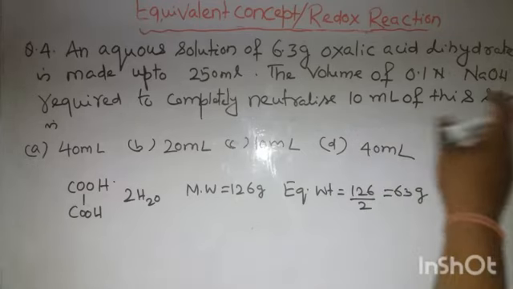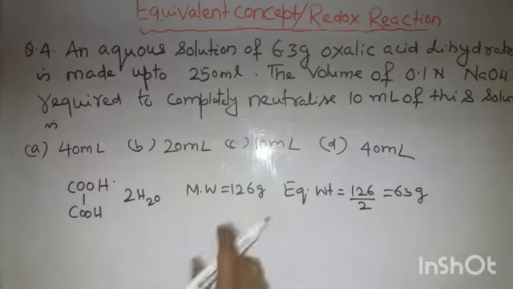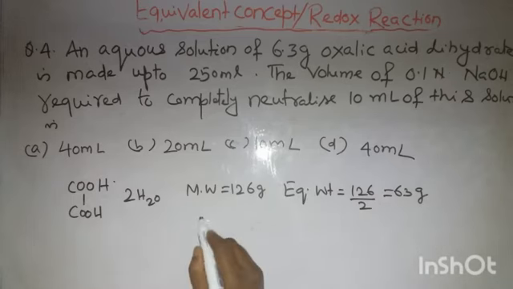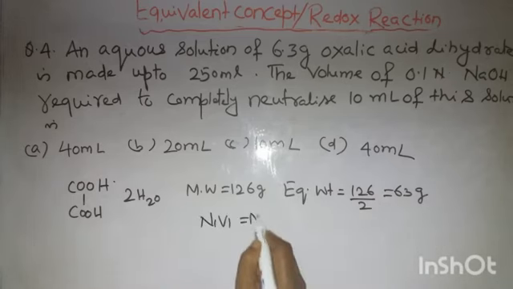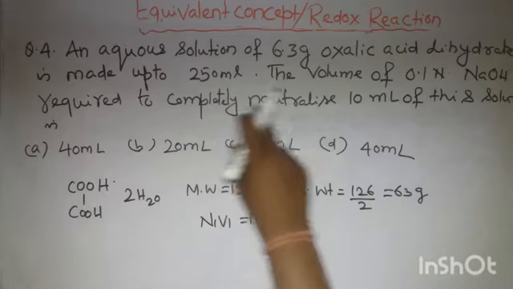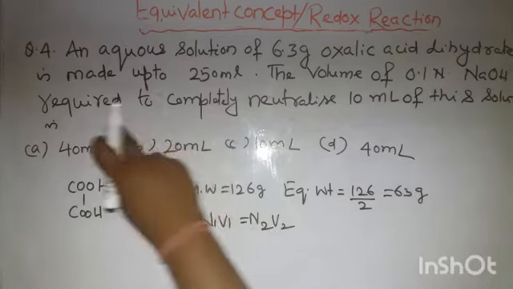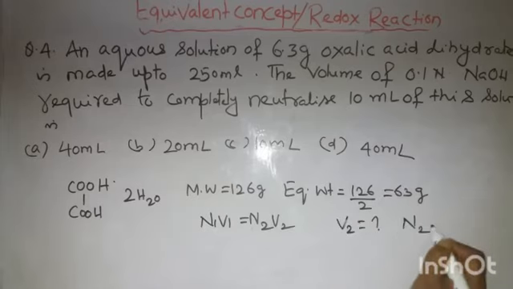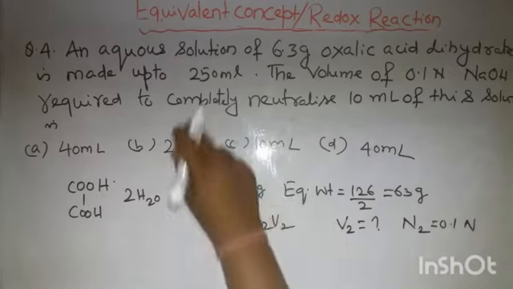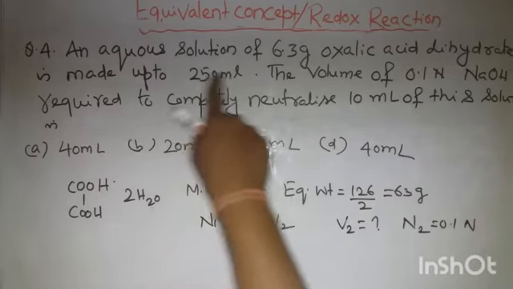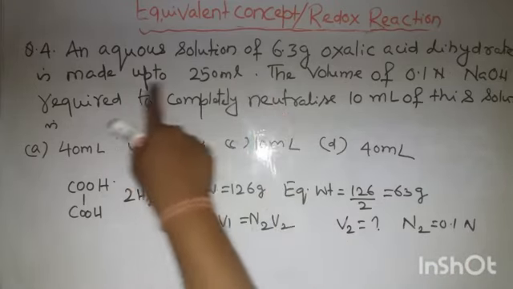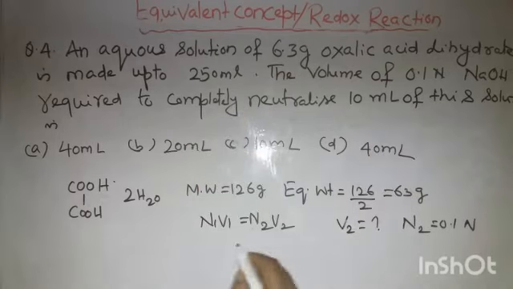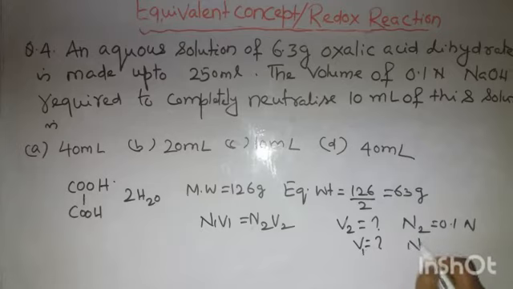The volume of 0.1 N NaOH required to completely neutralize. That means the equation will be N1V1 = N2V2. V2 is asked, N2 is given as 0.1, and V1 is also given. Only N1 you have to find out.